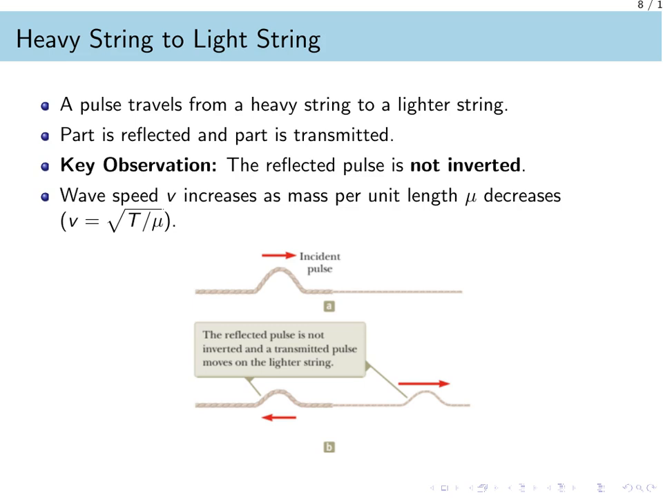crest. If we reverse the situation, so a pulse travels from a heavy string to a lighter one, the behavior changes. Here, the lighter string acts more like a free end. When the pulse hits the junction, the reflected portion is not inverted and returns with its original orientation. We can also look at the wave speed, which is equal to the square root of the tension divided by the mass per unit length. As the pulse moves into the lighter medium, where the mass per unit length is lower, the wave speed increases. Again, the transmitted pulse remains non-inverted.